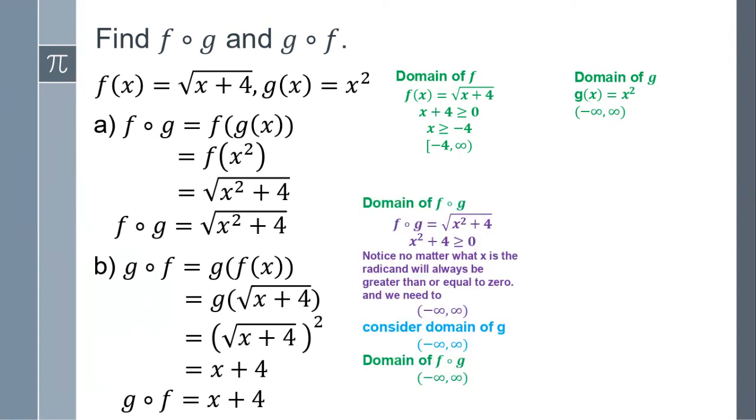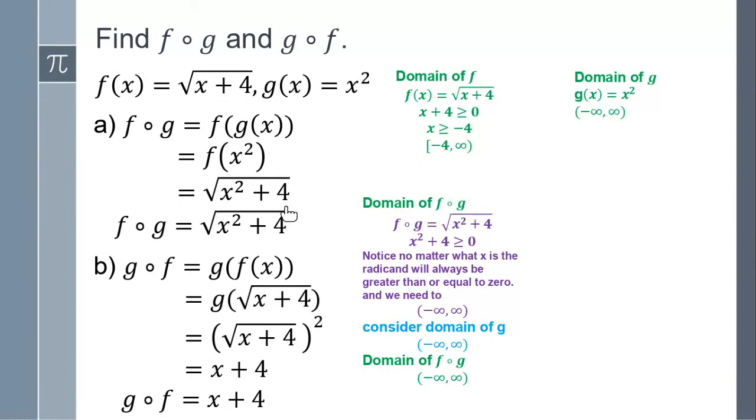And then we're interested in finding the domain of the composition. Whenever you're finding the domain of the composition, it's kind of a two-step situation. First, you have to consider the domain of the second function here. In this case, my second function is g. And for the second function, our domain was -infinity to +infinity. And then we can consider the domain of the entire composition.